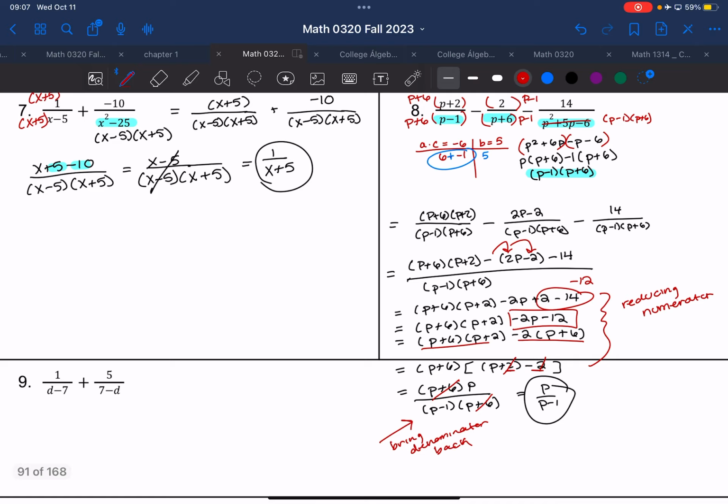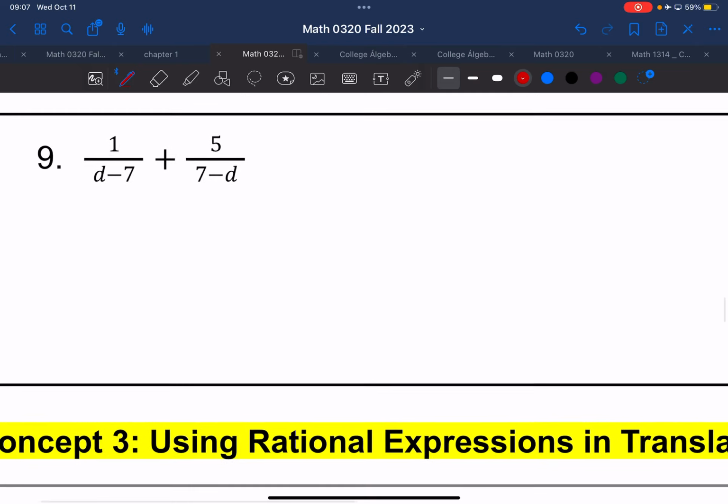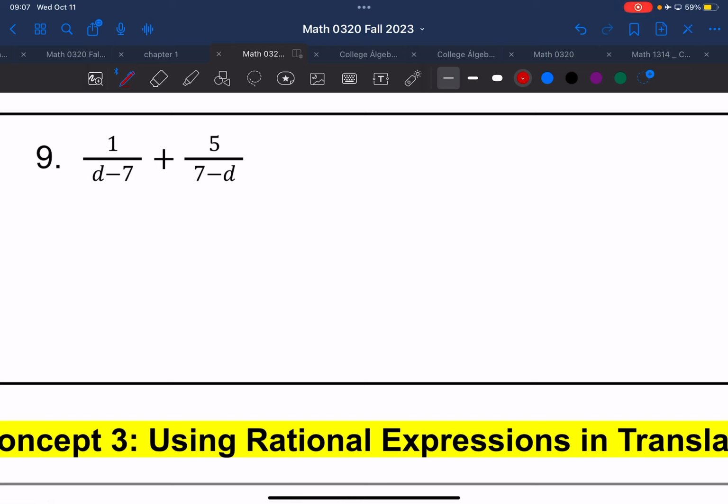Okay, now let's look at number 9. So number 9 is pulling from a concept that we learned on Monday. Because remember on Monday we said that if we had something like, in this example, d minus 7, that is not the same as saying 7 minus d. So these are 2 different denominators. What did we learn on Monday that we could do to one of these denominators to make them match?